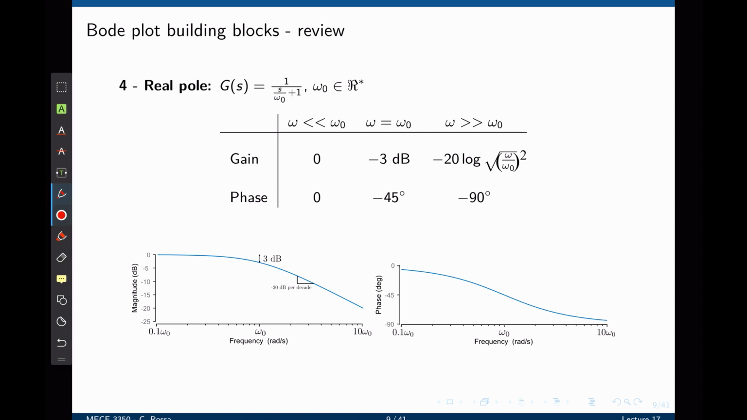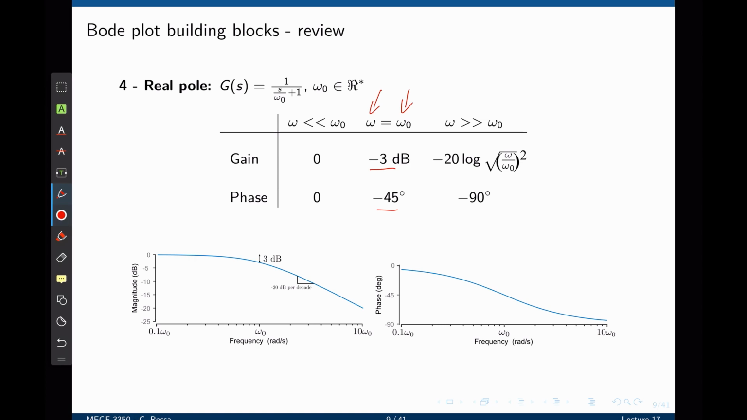The analysis of a real pole is a little bit more complicated, but is still relatively straightforward to understand. We need to distinguish 3 cases. The first case is when the frequency of excitation, the input frequency ω, is much smaller than ω0, the cutoff frequency of that pole. We saw that when that condition is respected, the gain is 0 and the phase is 0. The second case we need to consider is when the frequency at the input is exactly the cutoff frequency of that pole. The gain becomes negative 3 decibels and the phase now goes to negative 45 degrees.